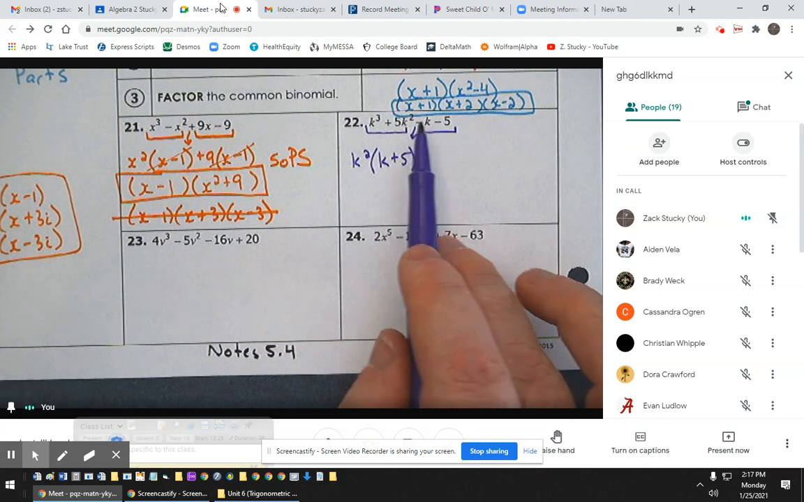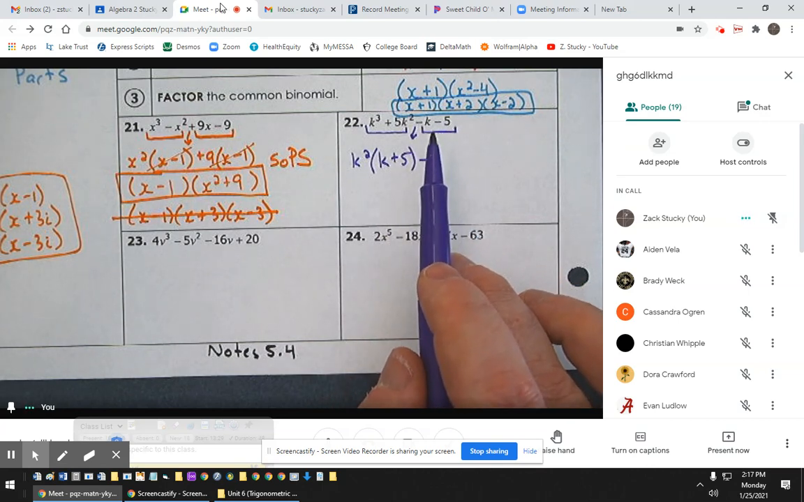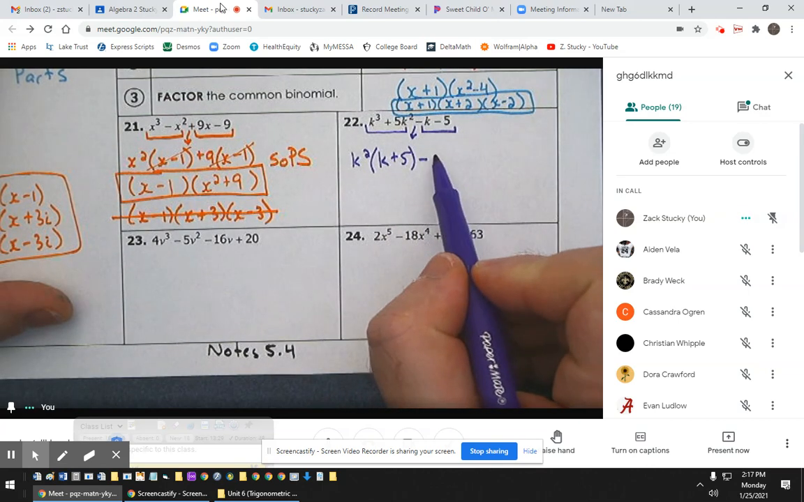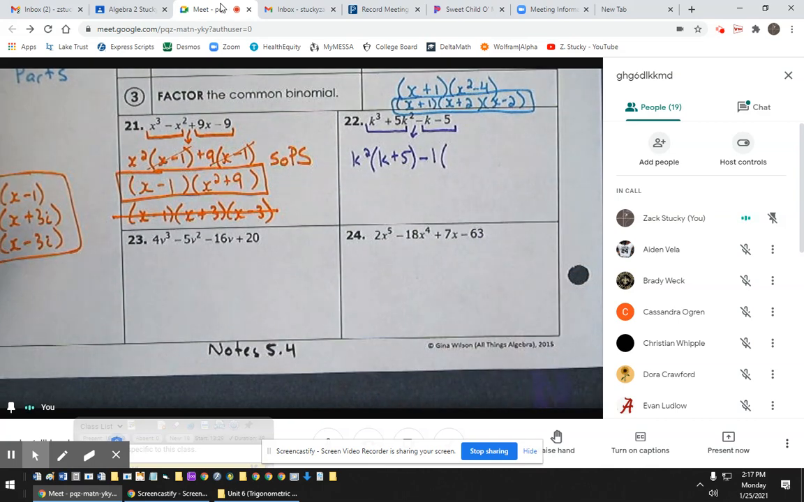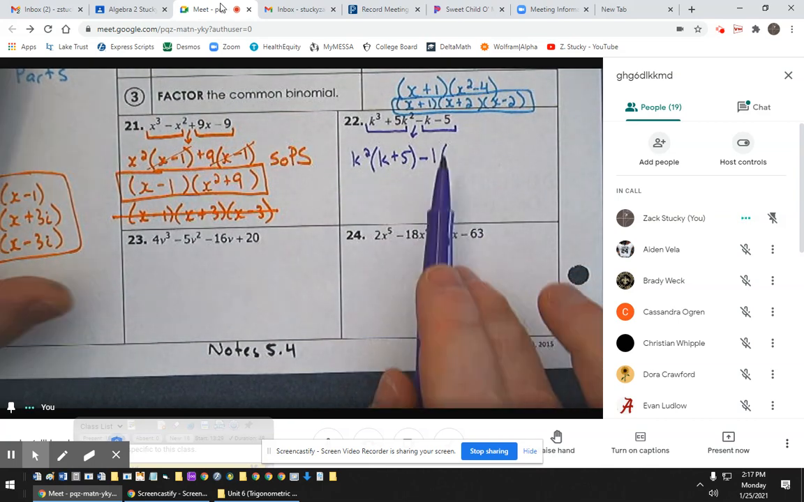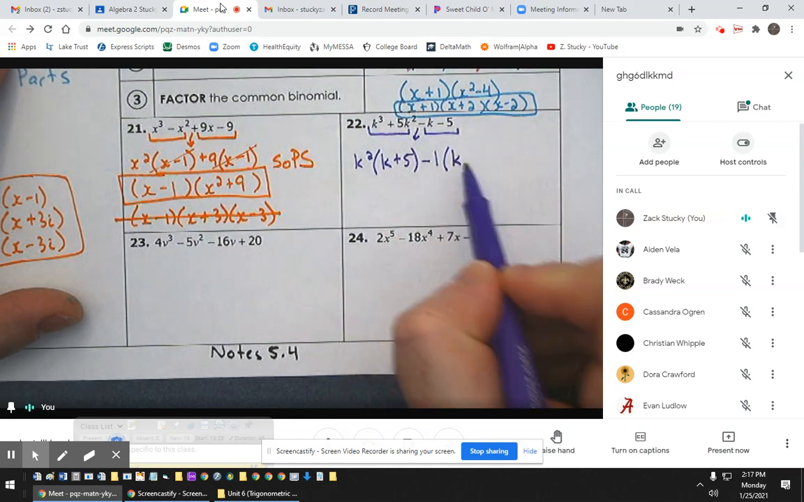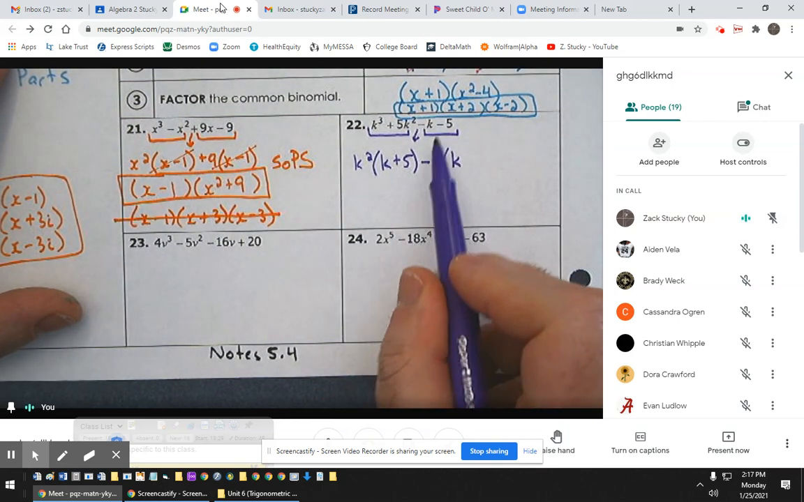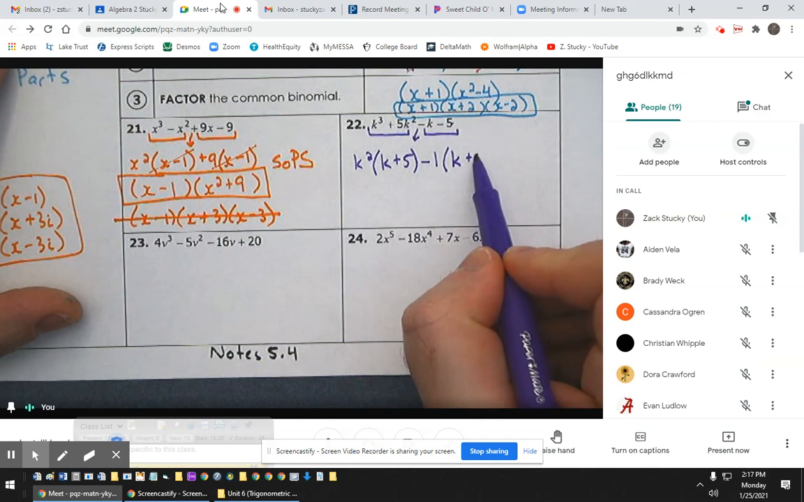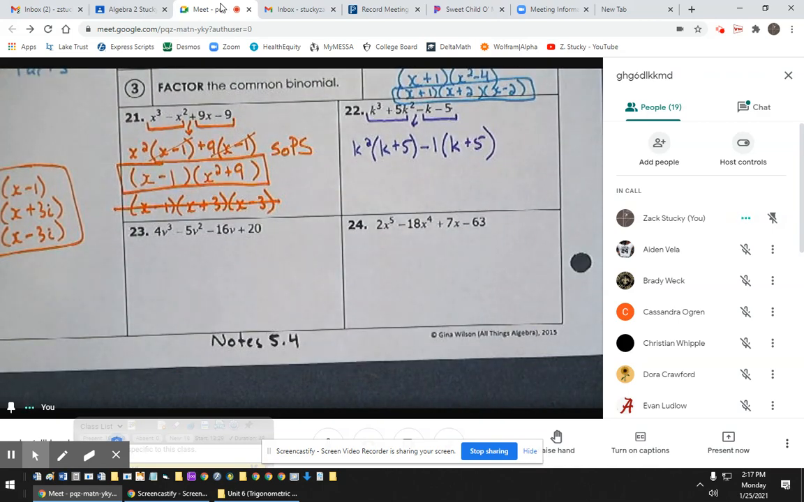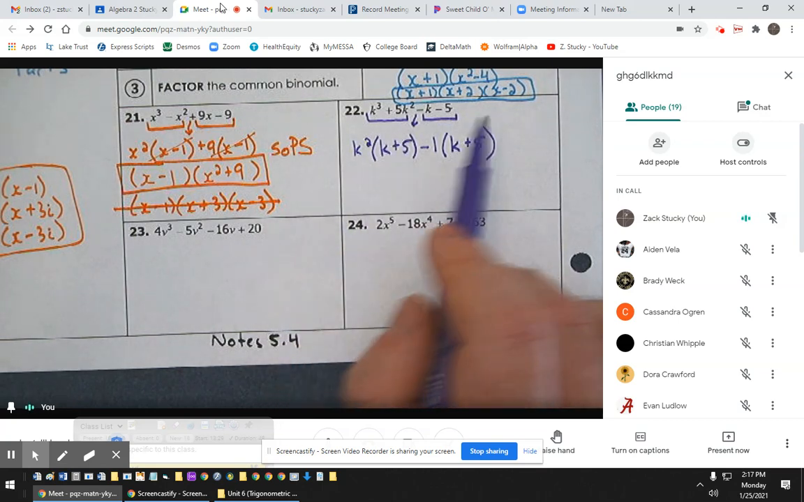Now, when you look at 2 terms that don't feel like they have anything in common, you have to use the number that everybody has in common, which is 1. Now, I divided a negative 1 out of negative k, so that left behind a k. I divided a negative 1 out of negative 5, so that leaves behind a 5. Why is my math voice happy?